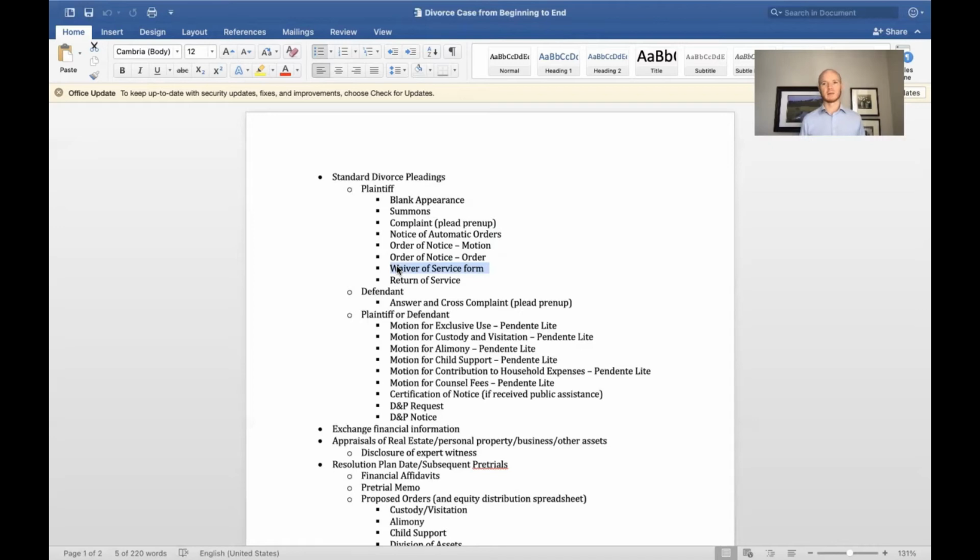Are you willing to sign this waiver of service? Or we will give the documents to a marshal to have the defendant served, in which case the service will be done and we will get a return of service back from the marshal.